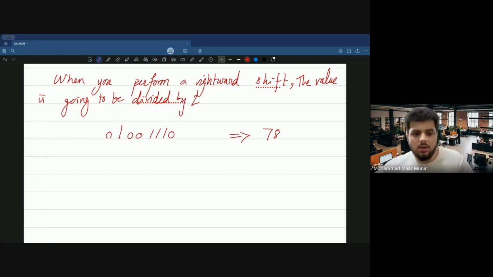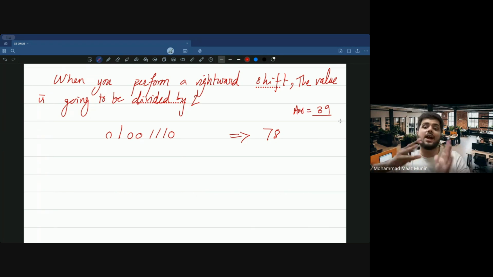Just a second, calculator ki tarah hota hai yaar. Let me know guys quickly. What's 78 by 2? Use a calculator or whatever. Make your mental math as good as possible. आप लोग को इसकी काफी जरूरत होगी. 39. Okay. So this means our final answer should be 39.